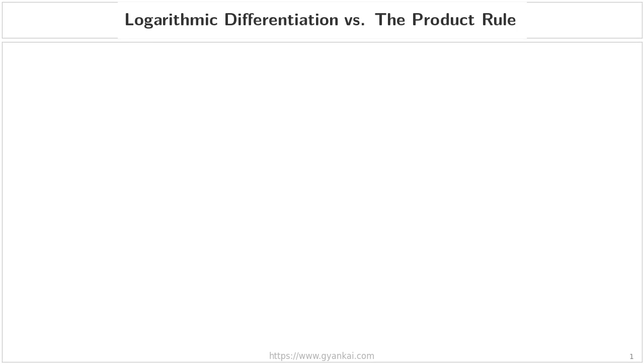Logarithmic differentiation versus the product rule. Hello everyone. Let's begin our discussion on logarithmic differentiation versus the product rule.